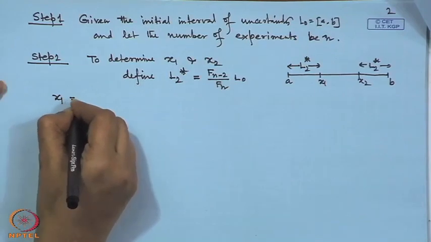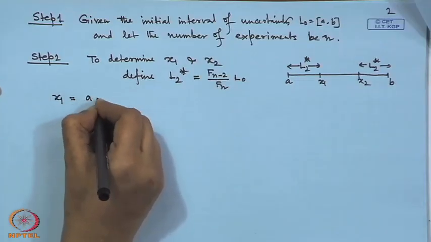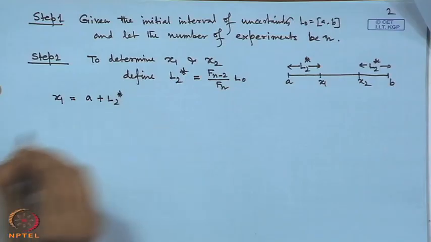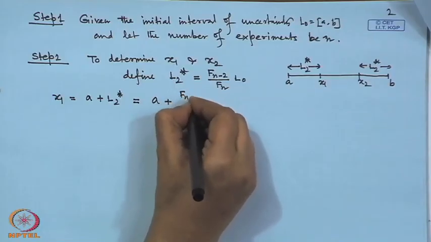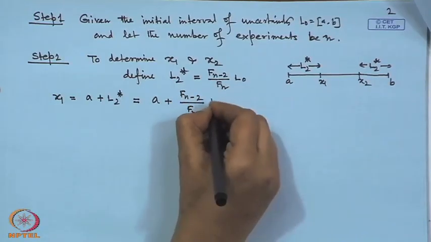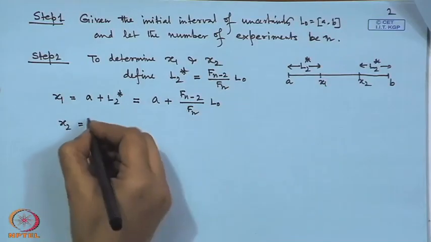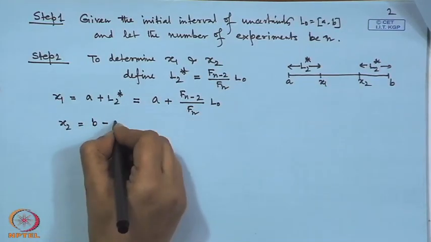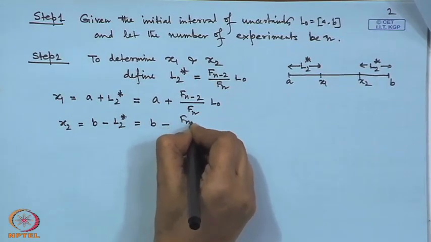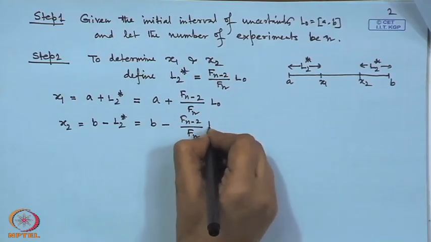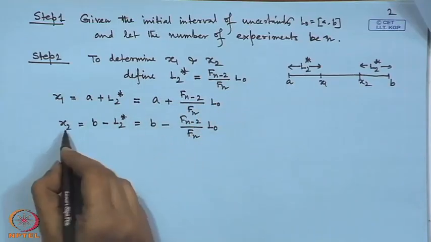Therefore, x1 is equal to, since it is L2 star distance apart from A, x1 must be equal to A plus L2 star. In other words, A plus L2 star is equal to A plus Fn minus 2 divided by Fn L0. What about x2? x2 is again L2 star distance apart from B, that is why x2 must be equal to B minus L2 star, that is equal to B minus Fn minus 2 divided by Fn L0.